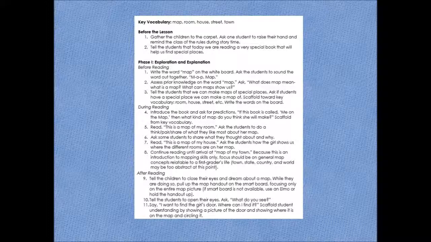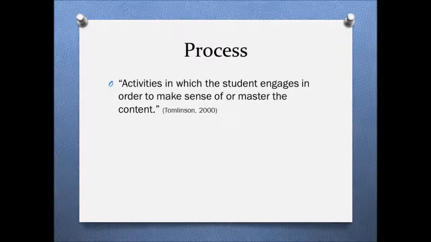The next classroom element is process. Process is the activities in which the student engages in order to make sense or master the content. This can be explored by using tiered activities, or activities that have the same content while different skills and complexity are being used. Interest centers are provided where students can explore extensions of the content while the teacher uses lists to determine if the students are completing activities.